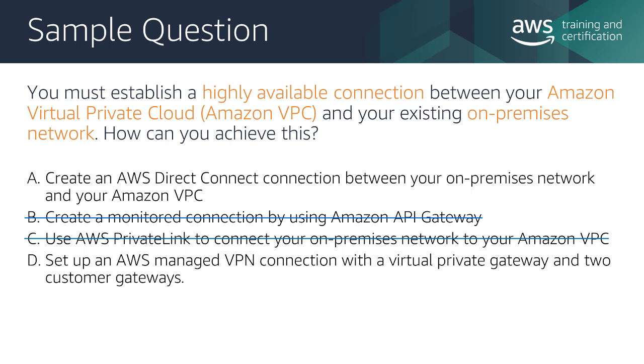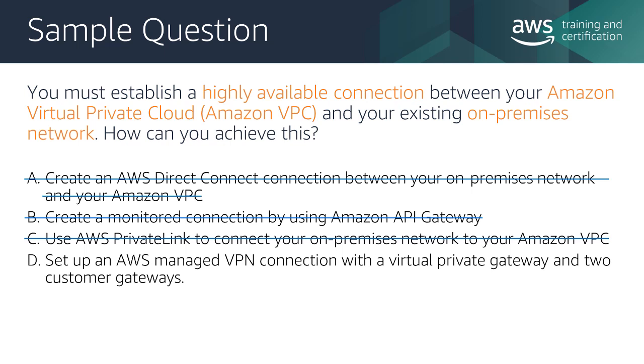Look at the question. We're looking for a highly available connection. So what we're looking for is that extra redundancy. And option A is a good choice, but you've got to make sure you eliminate single points of failure. And there's nothing in option A that confirms that you've eliminated everything, especially from your own on-premises network, where you could potentially have just a single connection.